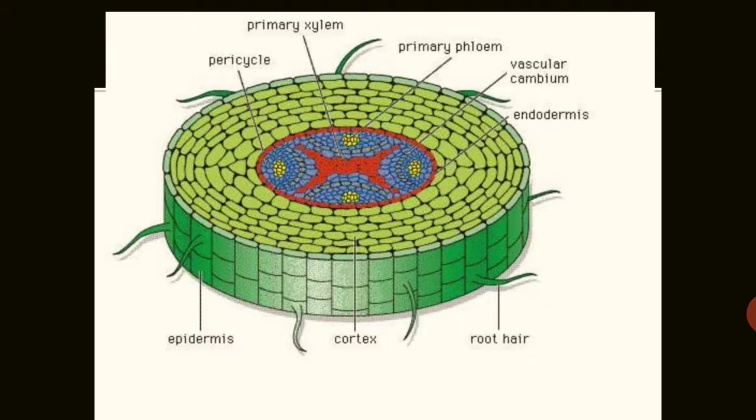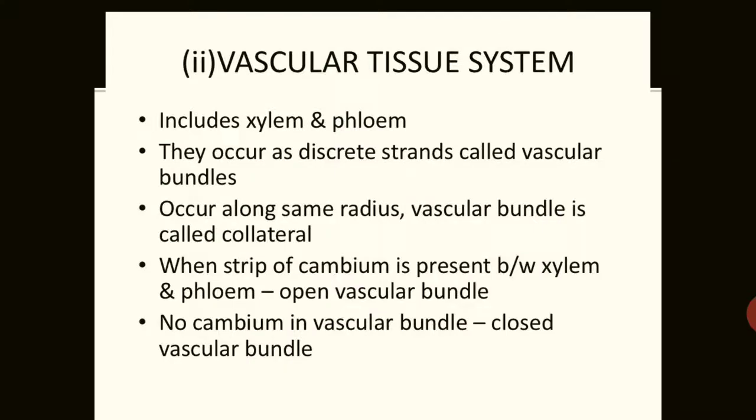You can see here the primary xylem and primary phloem in the center area, and the root hair region with some root hairs. The cortex region is also there. The outer covering is the epidermis, a single layer of cells, and then the pericycle is there, and the vascular cambium and endodermis. This is the typical structure of the transverse section of a plant root system.